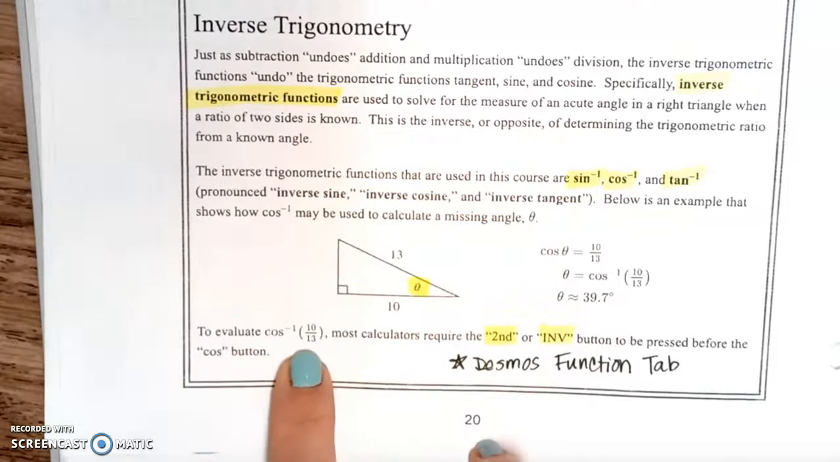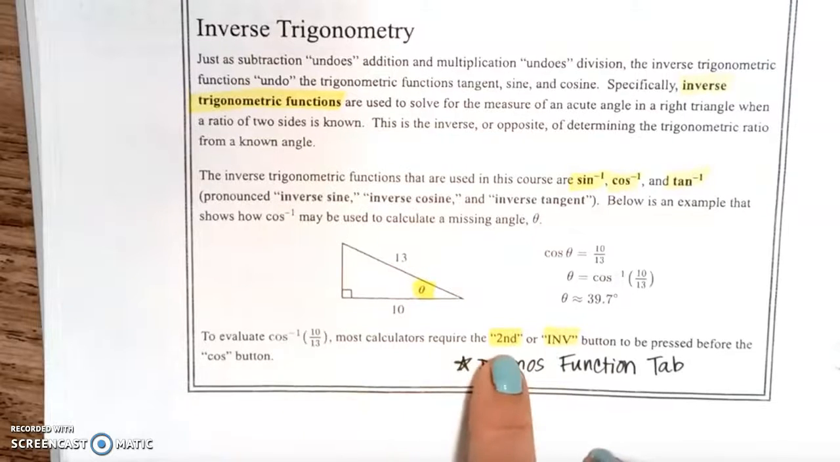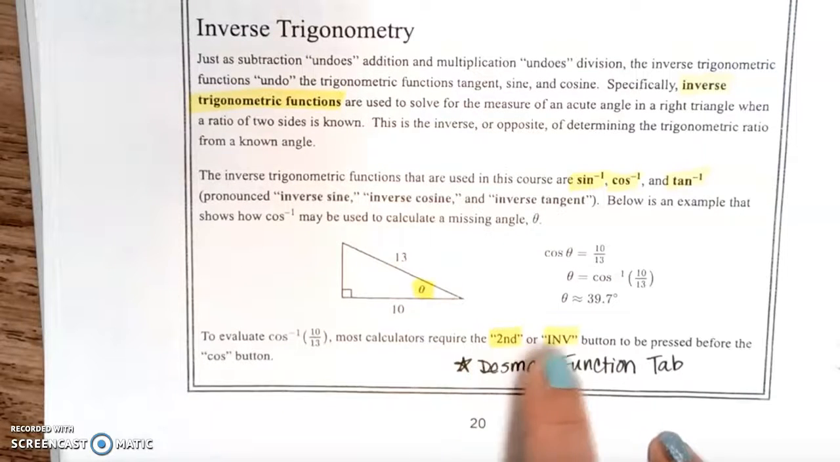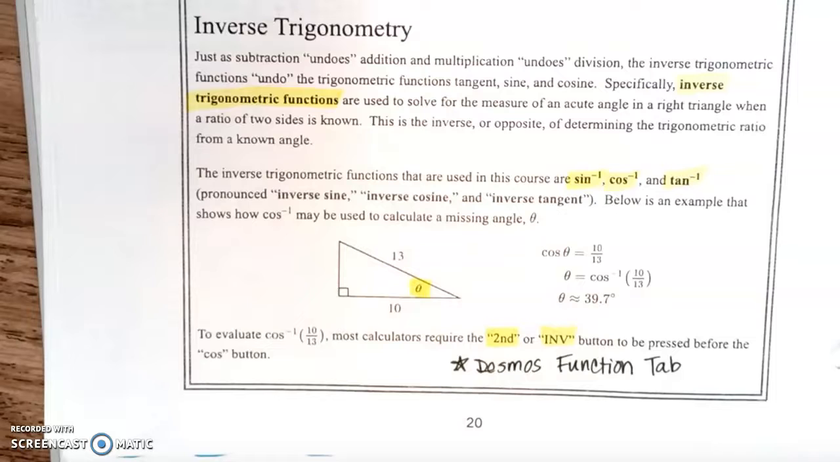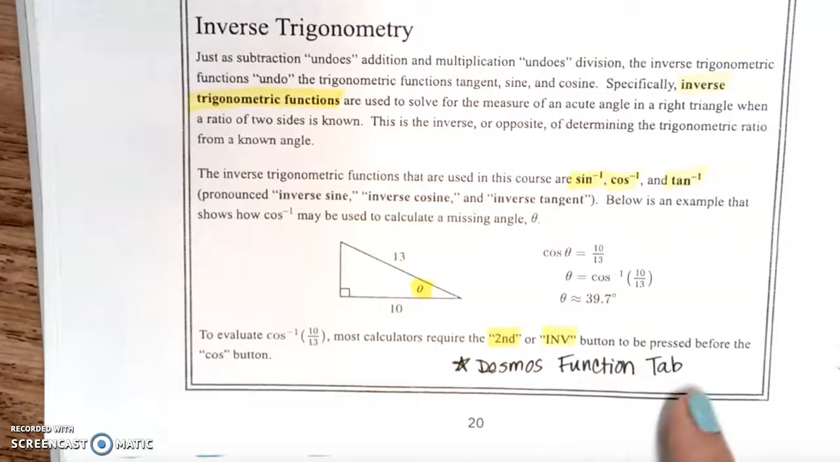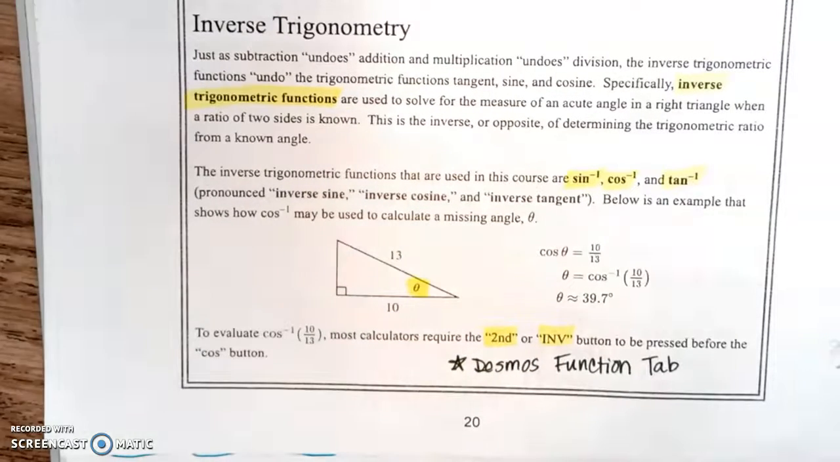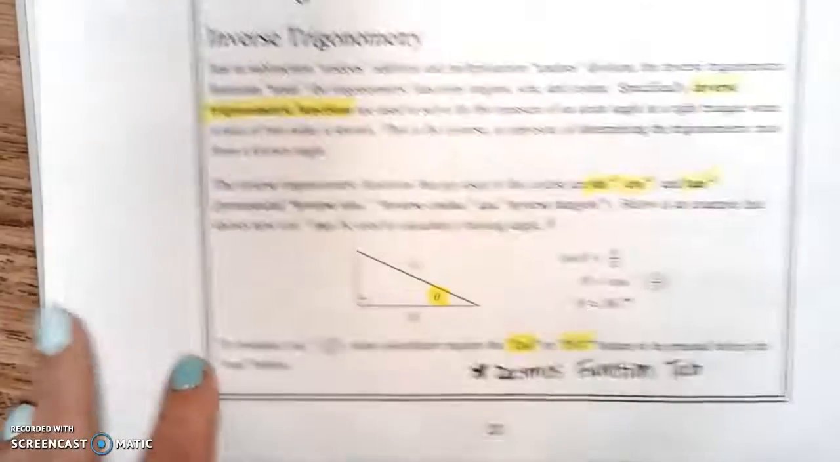To evaluate the inverse cosine of 10 over 13, on most calculators, you'll either have to hit the second button or the inverse button, just depends on what brand of calculator you have. You have to press that before you press cosine. If you're in Desmos, you have to go to the function tab and then find the inverse sine, inverse cosine, and inverse tangent. Okay? Any questions on that? All right, that's a good reference page if you're taking a test and you can't remember how to do something. All right, turn back over to page 19.